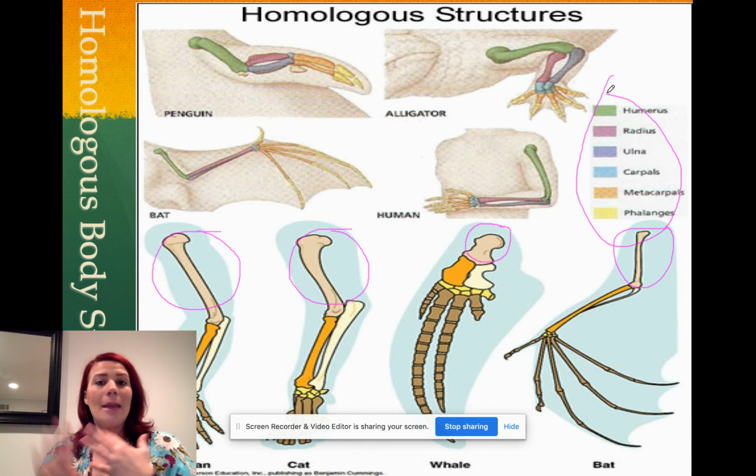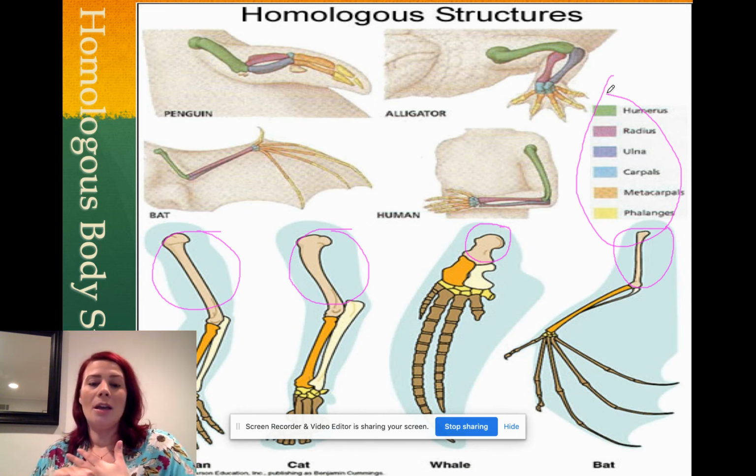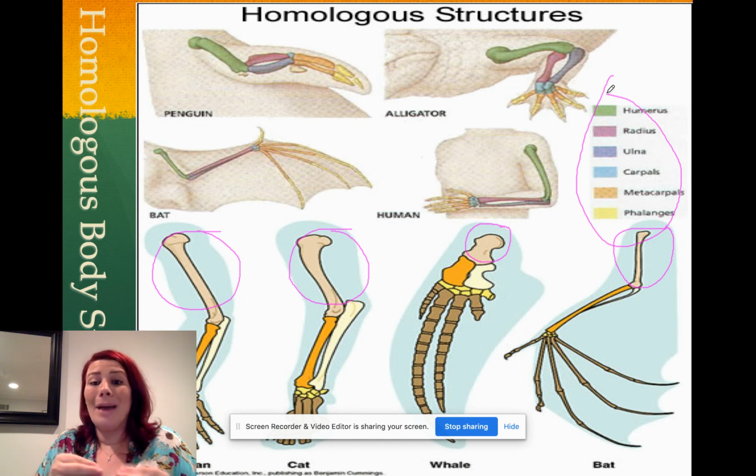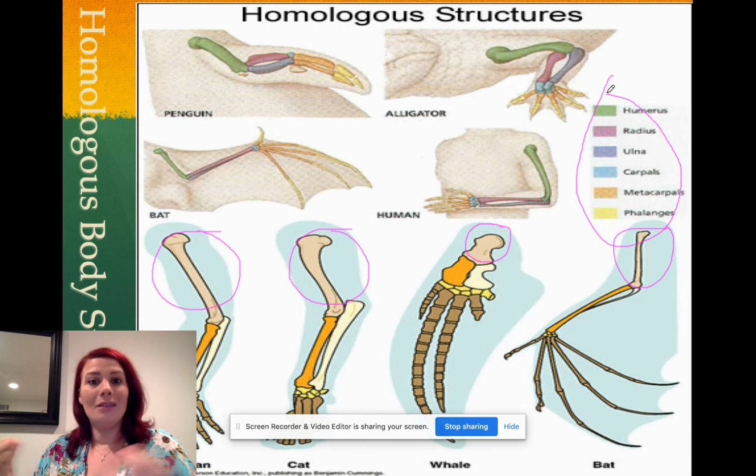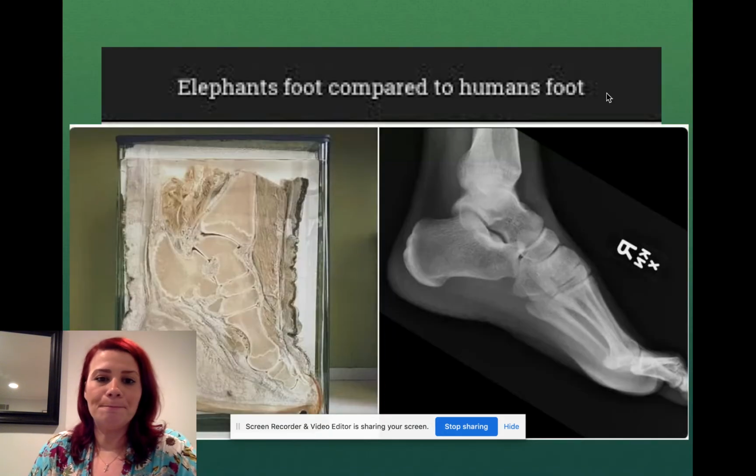They don't look the same. They might not have the same shape anymore. And that's because those organisms now have a different function, right? So a bat's wing has a different function than a whale fin. Right? They do two different things. So that's why those bones and those structures look different, even though they're in the same order. So this does suggest a common ancestor among these organisms.